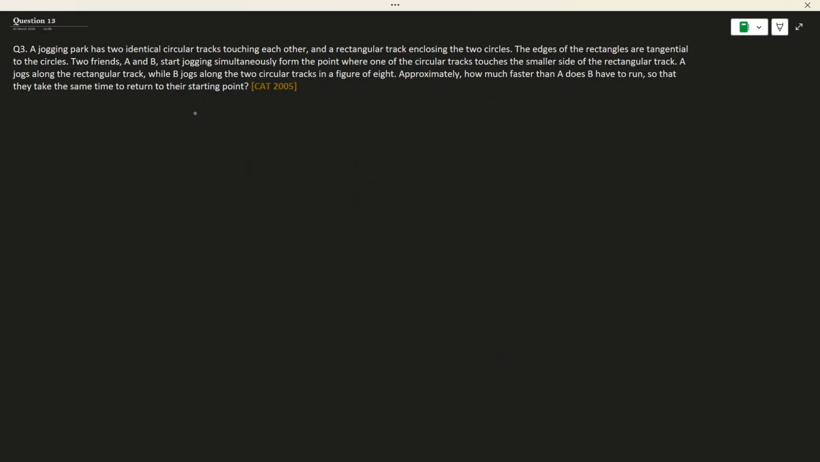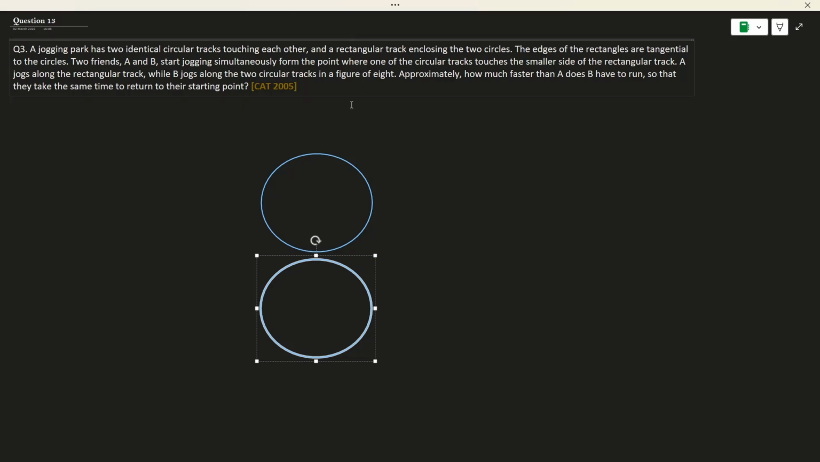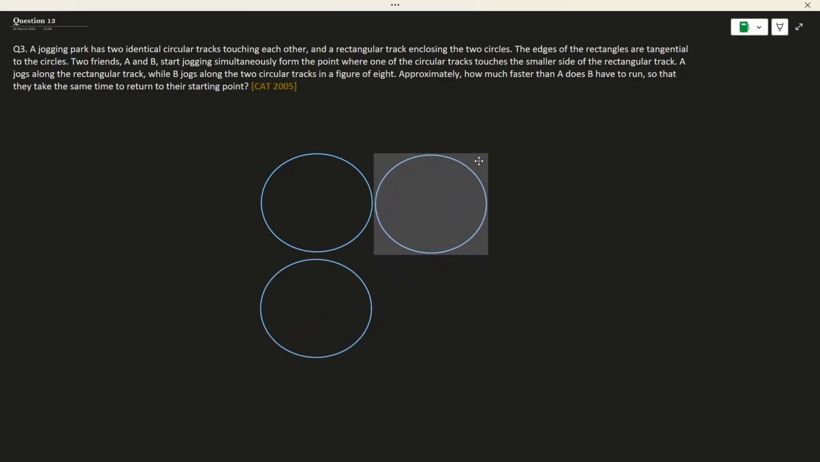Okay, the question is long, so let us read the question first. A jogging park has two identical circular tracks touching each other, and a rectangular track enclosing the two circles. All right, so let me draw a circle, and the circles are identical. Identical means same radius. And the circles are touching each other.